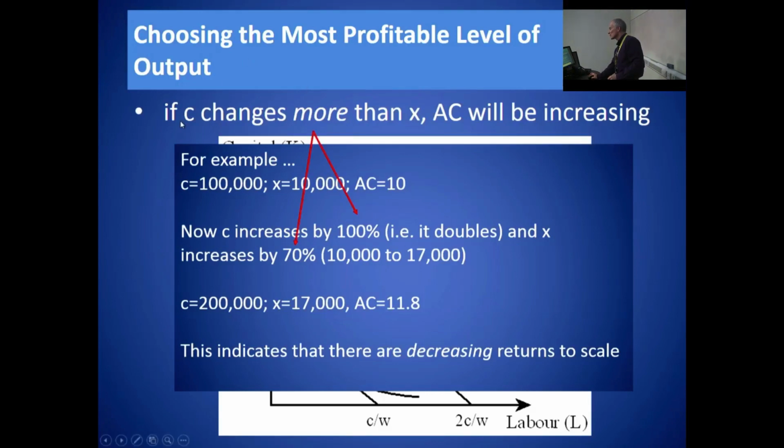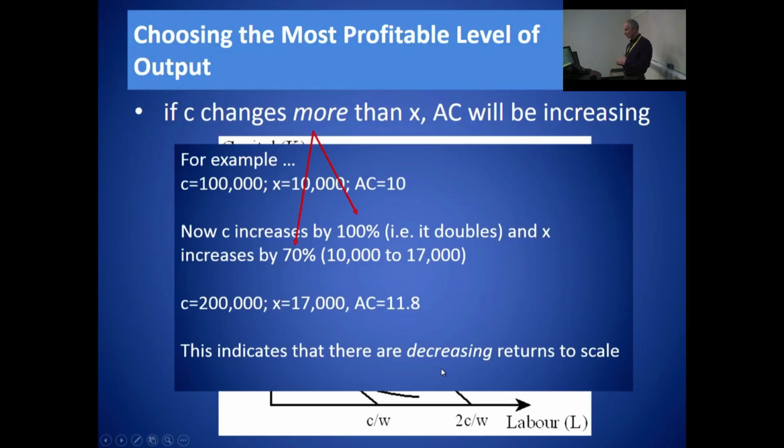So cost is increasing by more. Costs have gone up by 100%. Output is going up by 70%. Put those figures in, 200 divided by 17 gives you about 11.8. So average cost is increasing. It's gone from 10 to 11.8. And that will always be the case when the percentage change in costs is greater than the percentage change in output. And that will occur when we have decreasing returns to scale.